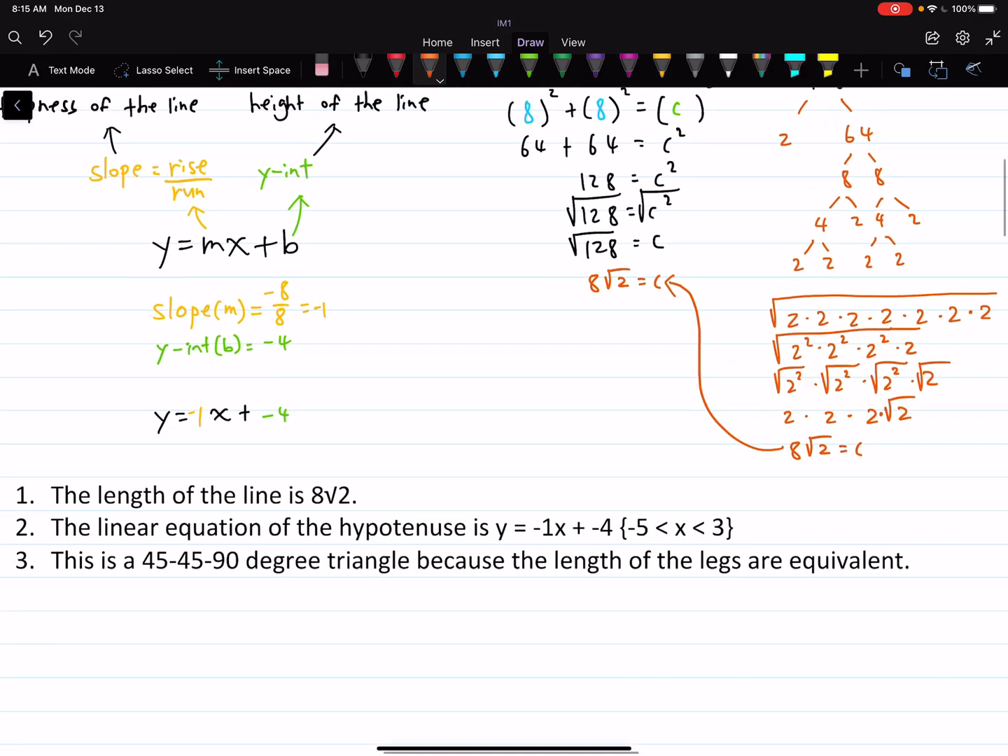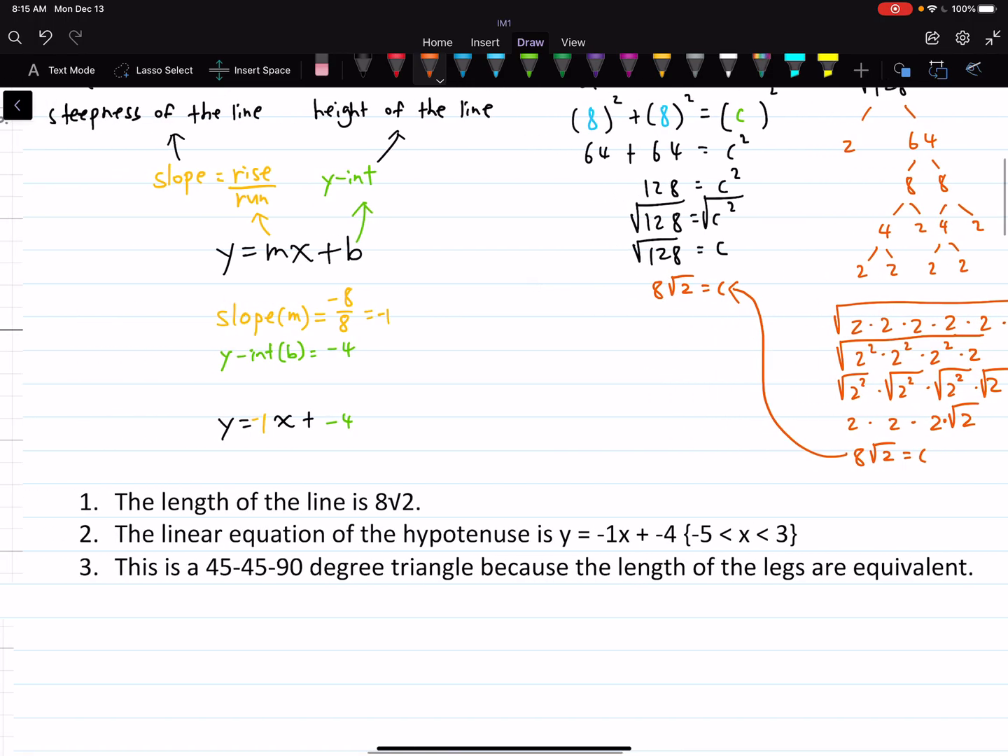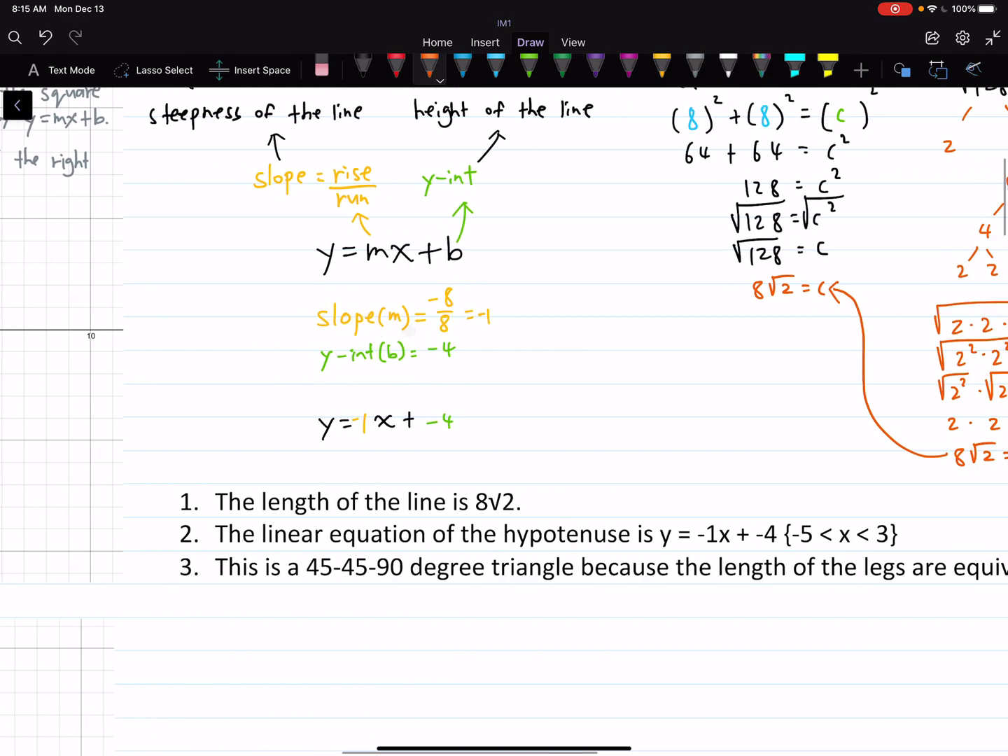So let's go ahead and answer the 3 questions that we have. The length of the line is 8 square root of 2. The linear equation of the hypotenuse is y equals negative 1x plus negative 4. And this is the constraint. If you take a look at this line, it doesn't exceed positive 3, and it doesn't go less than negative 5. It's greater than negative 5, but less than 3 in terms of the x values. So those are my constraints.